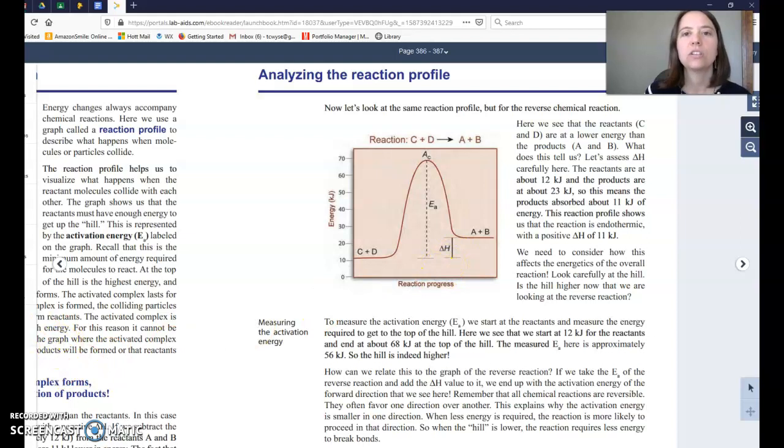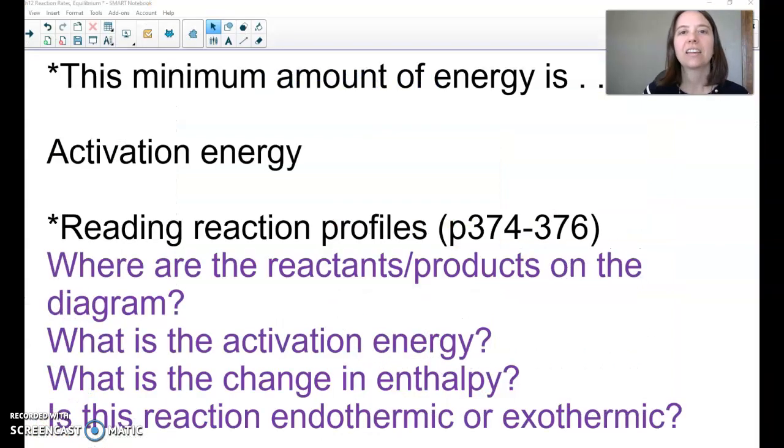And then another question is, is this reaction endothermic or exothermic? If you said endothermic, you would be correct. It is taking in energy. As we can see, the products are at a higher energy state than the reactant, so it takes in 15 kilojoules of energy. And that concludes our notes for Chapter 12, Section 1.